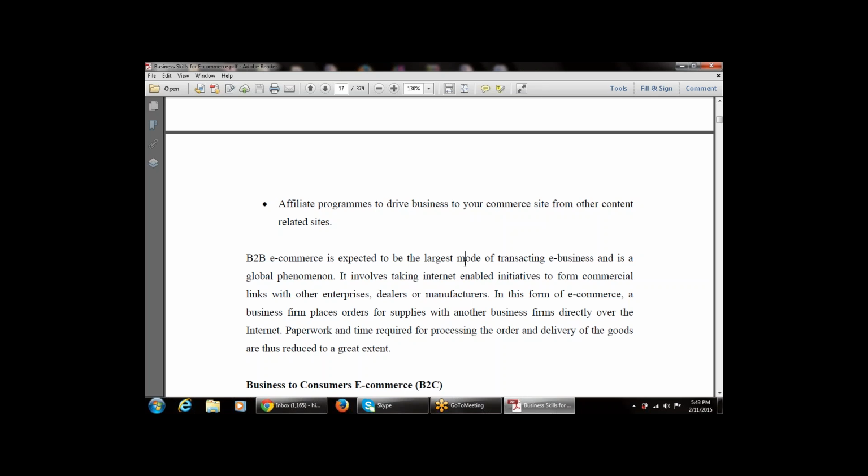Paperwork and time required for processing the order and delivery of the goods are thus reduced to a great extent. Whenever we use B2B, there is a reduction in the paperwork and the time required. Why? Because every transaction is done online. The time required for processing the order is reduced, and the delivery of the goods is also reduced to a great extent.